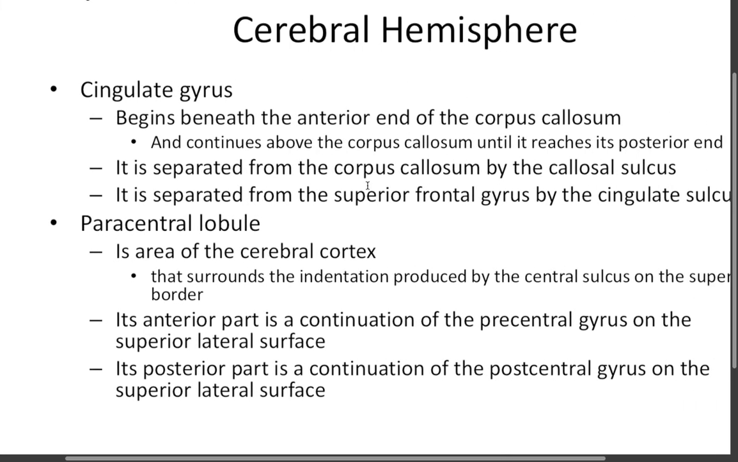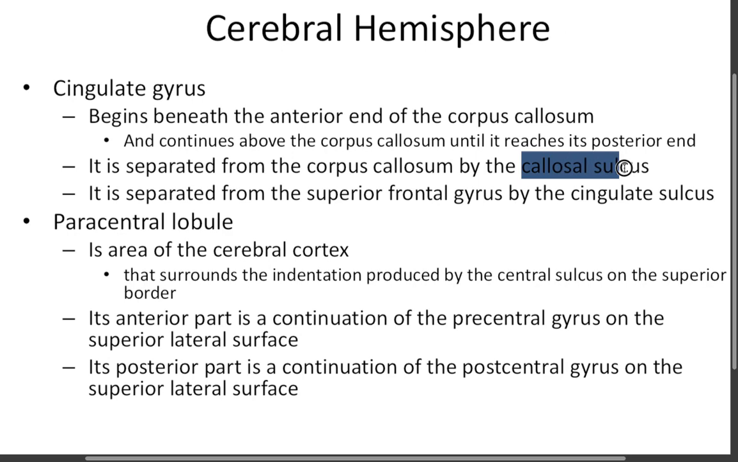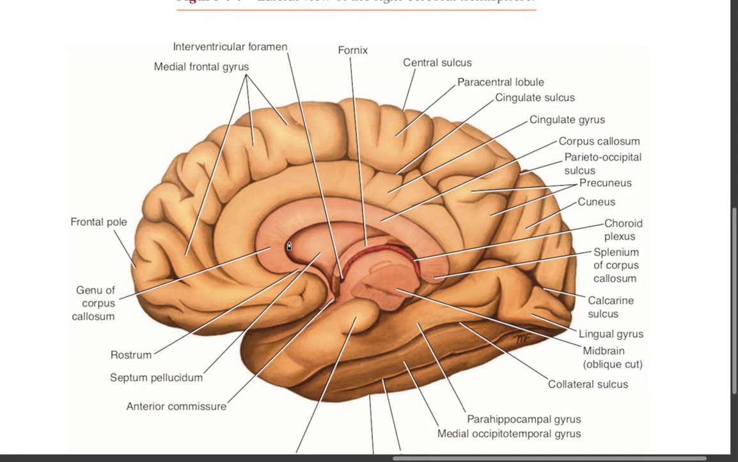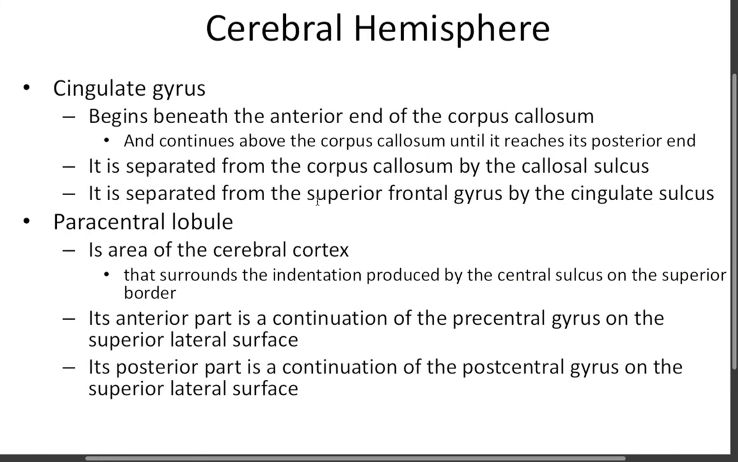It is separated from the corpus callosum by something called the callosal sulcus. This is the callosal sulcus, the one in red. Okay, so this is the callosal sulcus separating the corpus callosum from the cingulate gyrus, and it is also separated from the superior frontal gyrus by the cingulate sulcus.